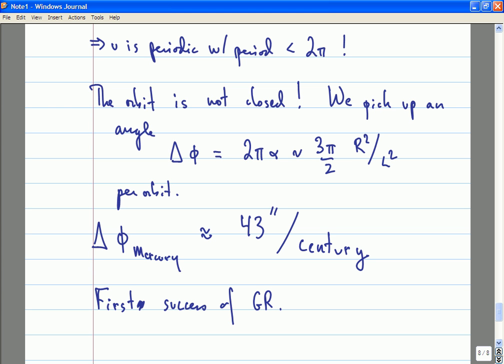We'll continue next class with other discussions of experimental tests of general relativity.